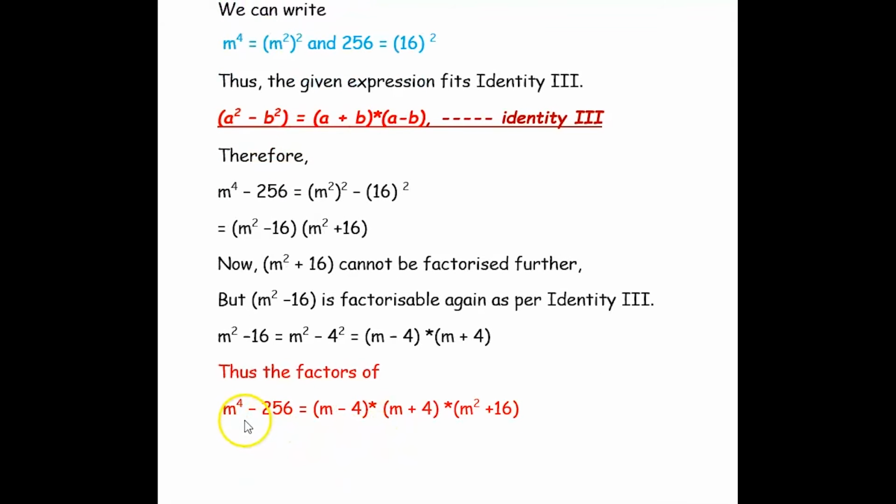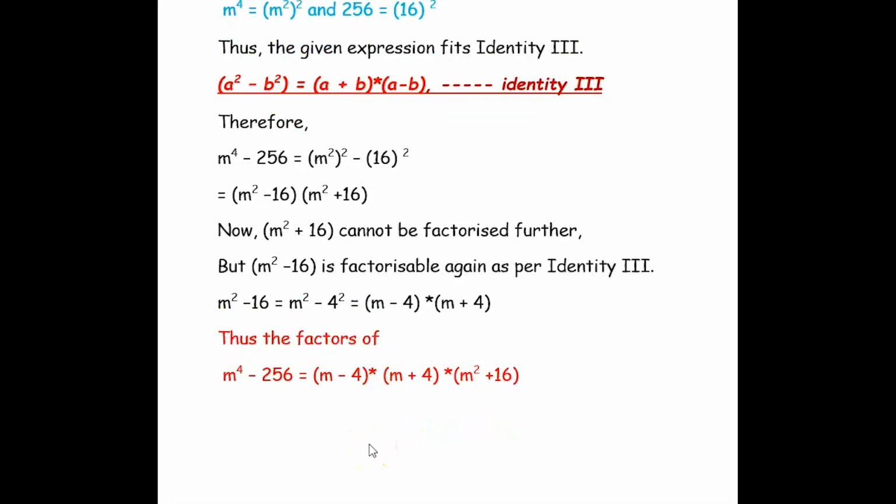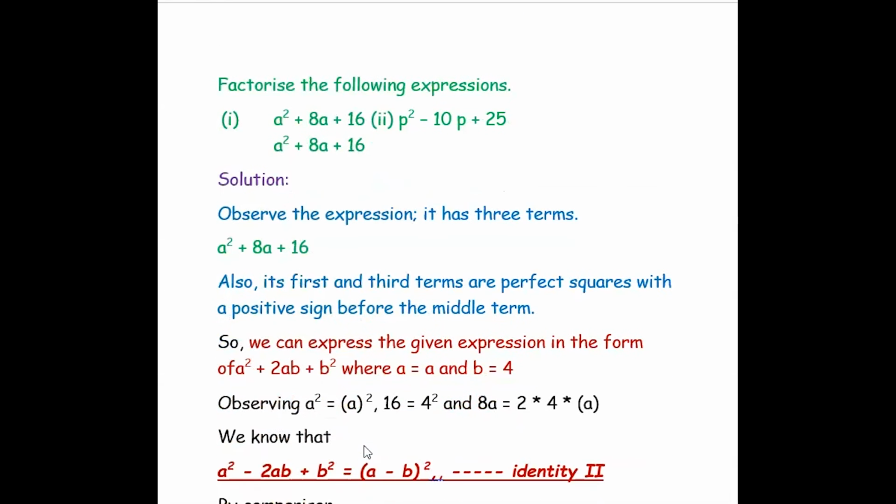So m power 4 minus 256 can be finally written as (m minus 4) into (m plus 4) into (m square plus 16), because this cannot be reduced further. This is reduced as (m minus 4) into (m plus 4). See, in this example we are applying the same identity twice. In the previous example we applied two different identities, but here we are applying the same identity twice. Now let's see the next example.